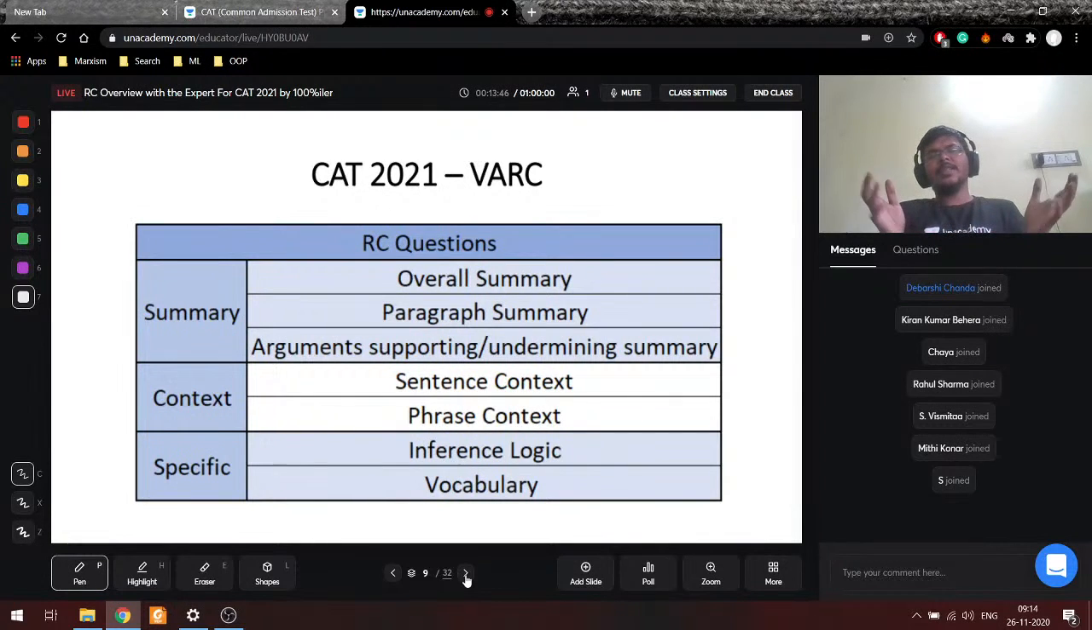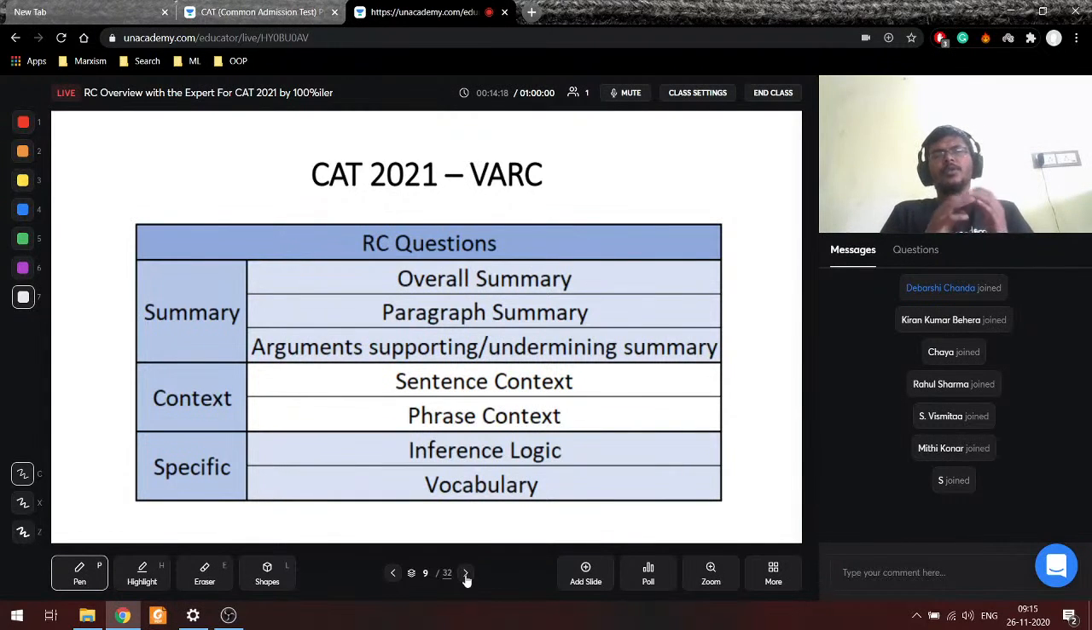Overall summary means you have to summarize a general, broad section or the entirety of the passage, and this is somewhat like paragraph summary. What happens is that the questions get more localized. So it's a bit difficult to identify these two separately, but with time and practice you can understand which is more localized and which is more general, and they have different categorizations because they need different kinds of contextualization to solve.